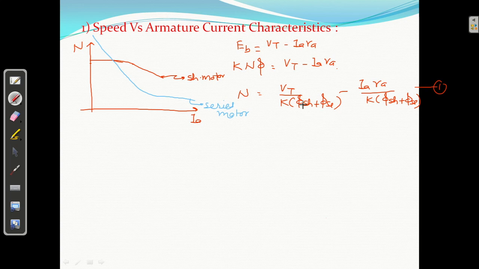Clear? In case of compound motor, ये तो constant है, but this is because of this present. Clear? And because of that phi series, it is equal to C into Ia, so this speed will be more than the DC shunt motor. Because it is inversely proportional, in place of phi series we will write phi equals C into Ia, so speed will decrease more rapidly, so characteristic will be like that.